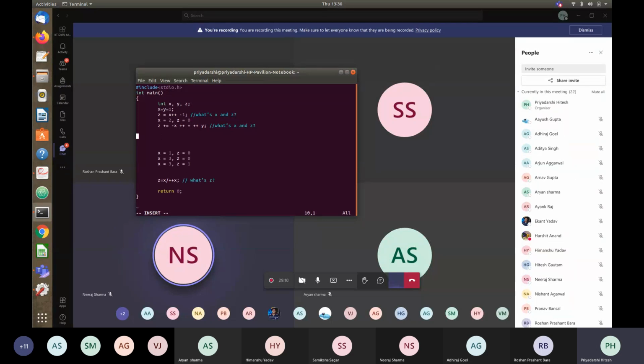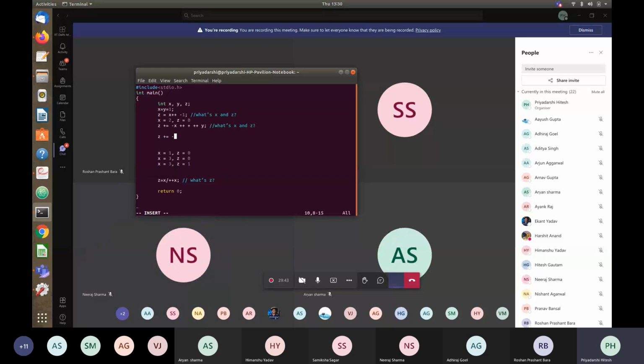I think many of you are not able to do it. So you can see z plus equals to minus x plus plus, then there is plus y. So according to operator precedence, what should happen first? In this equation, z plus equals to, what should be executed first? Plus y. Fine. So what will the equation be?